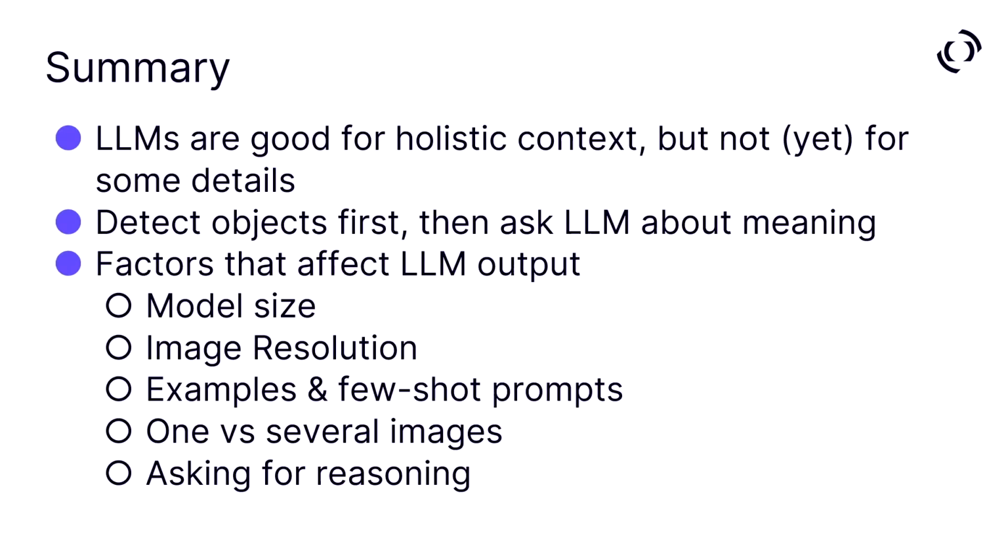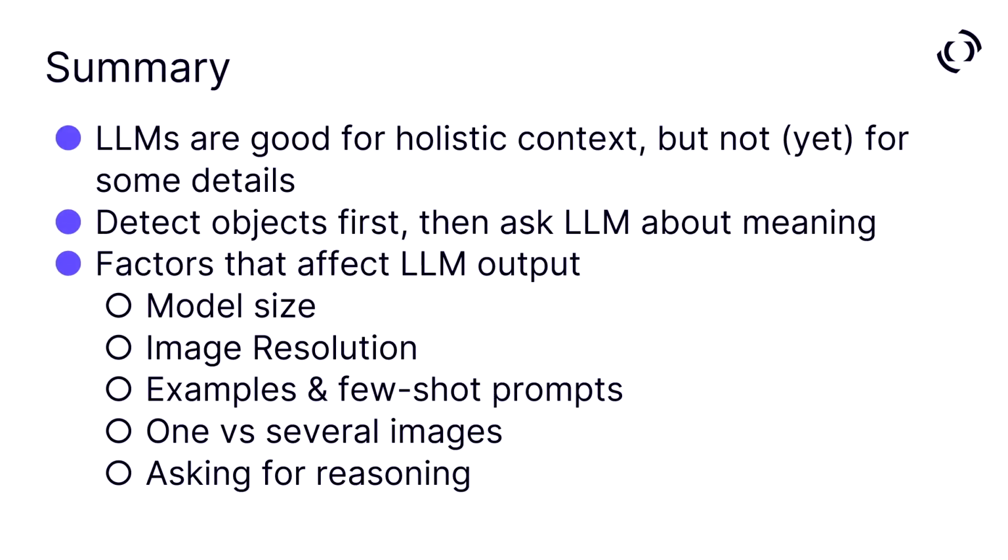So just to summarize, large language models are good for the holistic context part, but not yet for the finer, concrete details like what is to the left or right of a certain thing. And the way to get around that, at least for now, is to detect objects first by other means, and then ask the LLM about the reasoning and meaning and what it thinks is going on at a more abstract level.